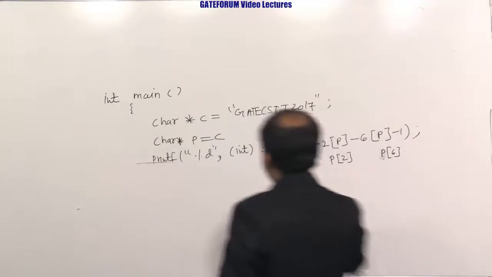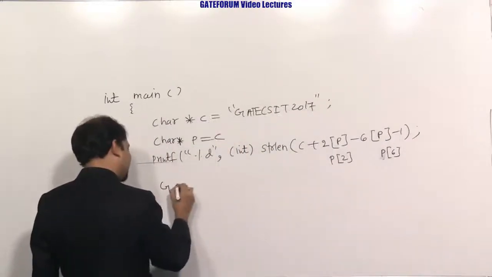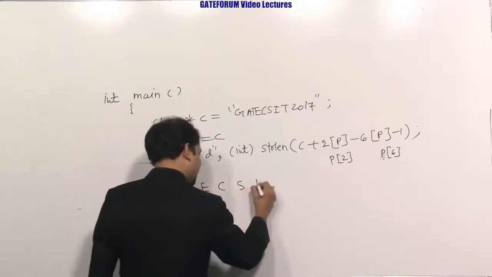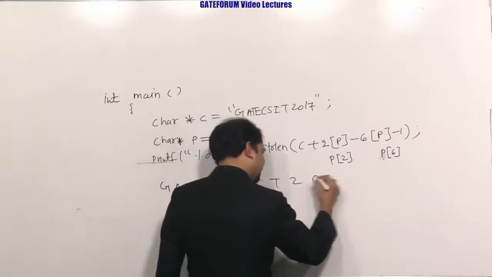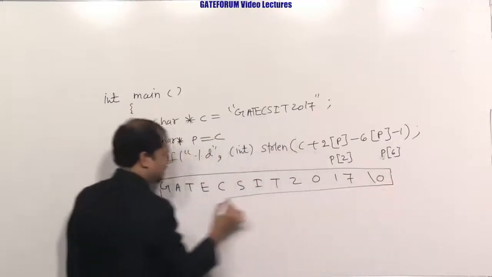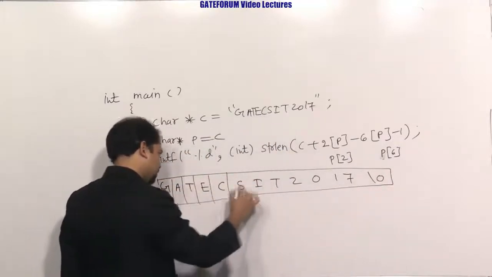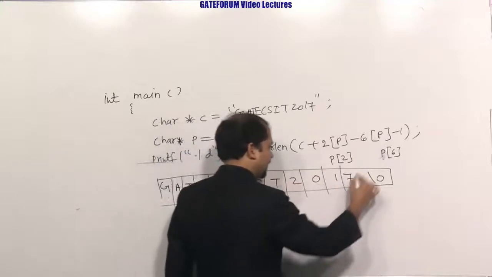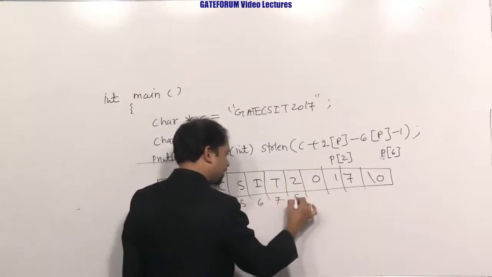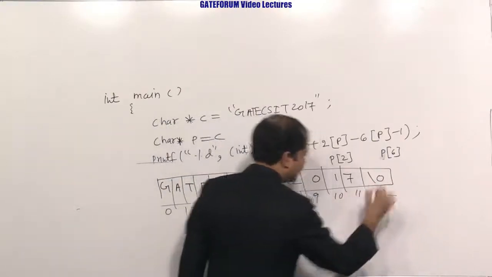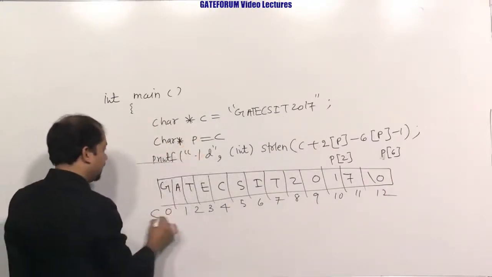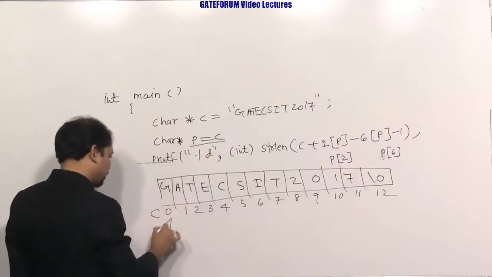So there is a character pointer, and a string called GATE CSE, GATE CSIT 2017. These are characters, and in C, every string ends with a null character, that we understood. So it is like this: 0, 1, 2, 3, 4, 5, 6, 7, 8, 9, 10, 11, 12. Now C is a pointer, and with this statement we have made P also a pointer to this.